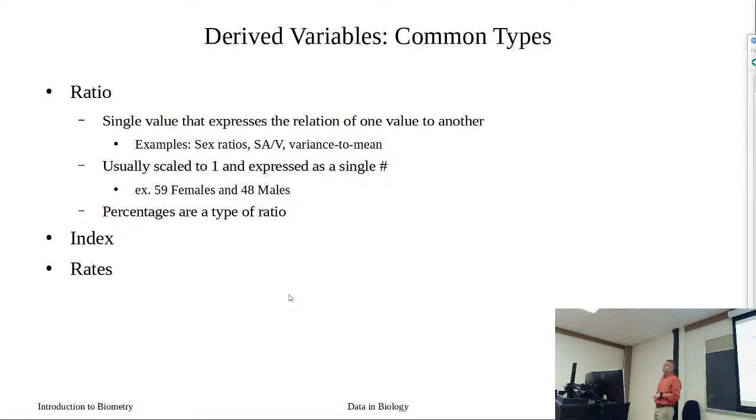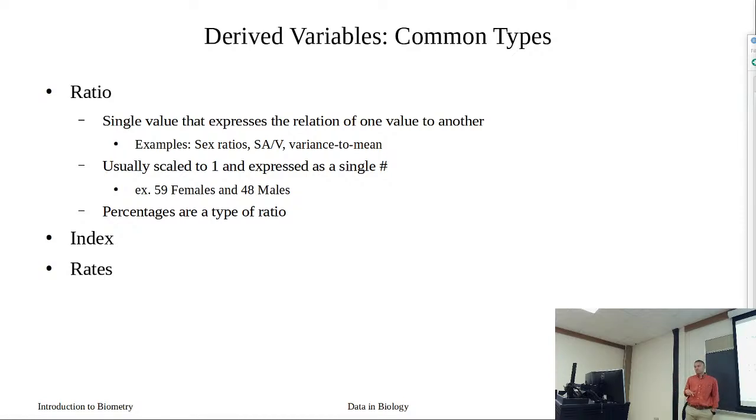Ratio, don't confuse this with our ratio scale. With the ratio, we're just taking one value and dividing it by another, or doing some sort of numerical operation, let's say addition or multiplication in the numerator and then addition or multiplication in the denominator. We're basically getting a ratio, and that's going to express one value in relation to another.